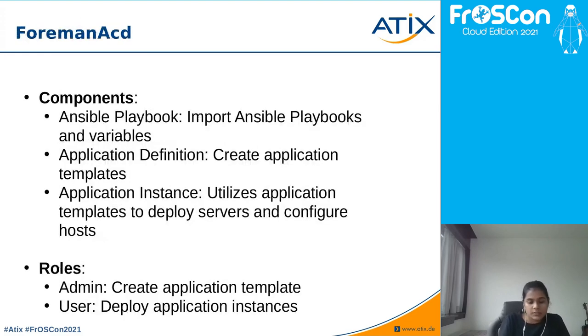For that, first you have to create an Ansible playbook which can configure all your services on the servers. Then you have to store that Ansible playbook in the application definition, which acts as a template that I was talking about earlier, which configures everything in one place and can have parameters defined. Then that application template can be used by an application instance, which will deploy all the servers at once, set them up and configure them. After they are deployed, it will run the Ansible playbook. So these are the main three components of ACD, namely Ansible playbook, application definition, and application instance.